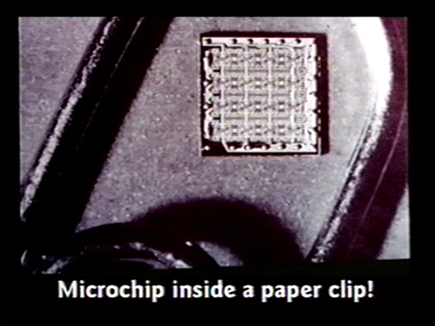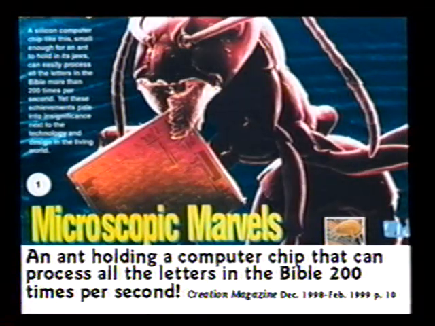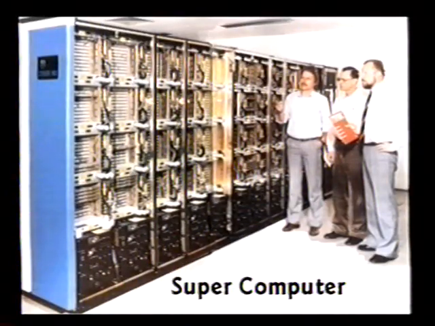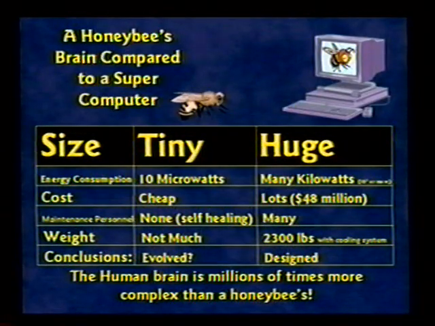Matter of fact, here's an ant holding a microchip. This microchip in the ant's mouth is capable of processing every letter of the Bible 200 times in 1 second. Smaller is more complicated. I'll show you. Let's compare the Cray computer, which at one time was the world's largest, fastest computer, the YMP C-90. We're going to compare it to the brain of a honeybee. We would all agree that the Cray computer is huge. The brain of a honeybee is tiny.